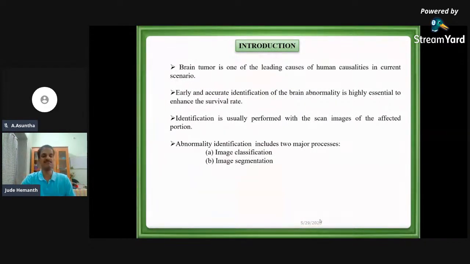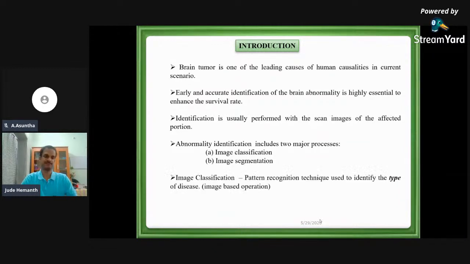So what is the purpose of image segmentation? When a patient is diagnosed with a specific tumor, he will receive some treatment. But we do not know whether this treatment is going to have a positive or negative effect on the human being. So after a few days, we take a scan again and check whether the tumor portion shrinks or expands. That shrinkage or expansion of tumor pixels in the image can be determined by segmentation. So first you go for classification, and after categorizing, you go for segmentation.